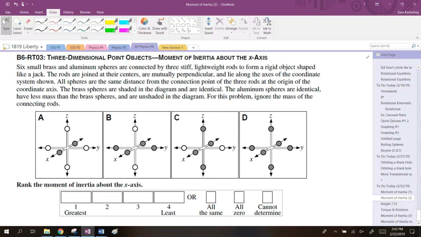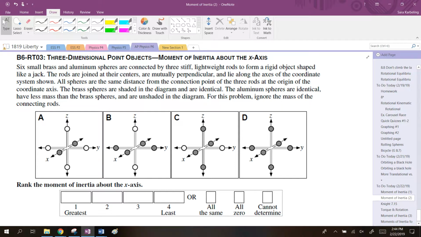Six small brass and aluminum spheres are connected by three stiff, lightweight rods to form a grid, a rigid object shaped like a jack. That's literally why I asked you if you knew what a jack was, right? So it's just an X, Y, and Z coordinate plane. That would be the theoretical version. A jack would be the physical version of that.